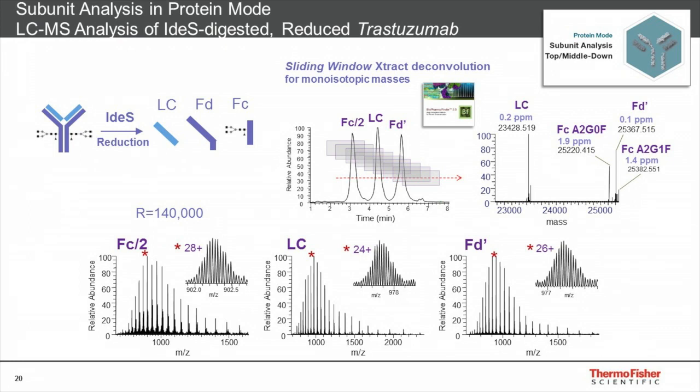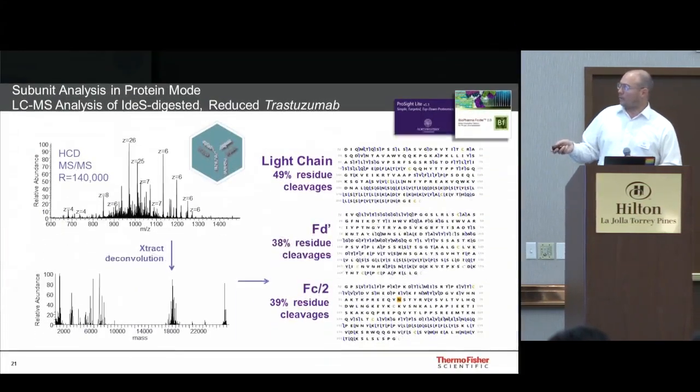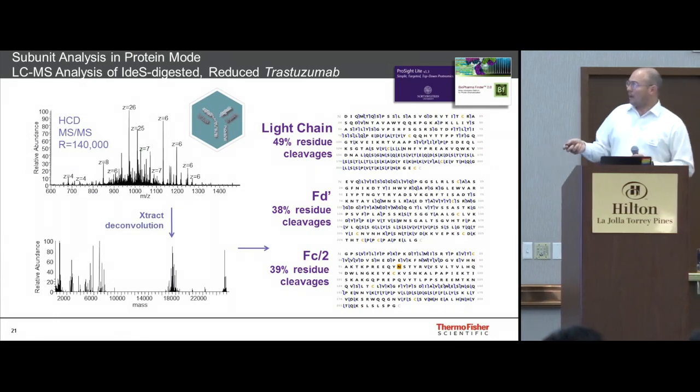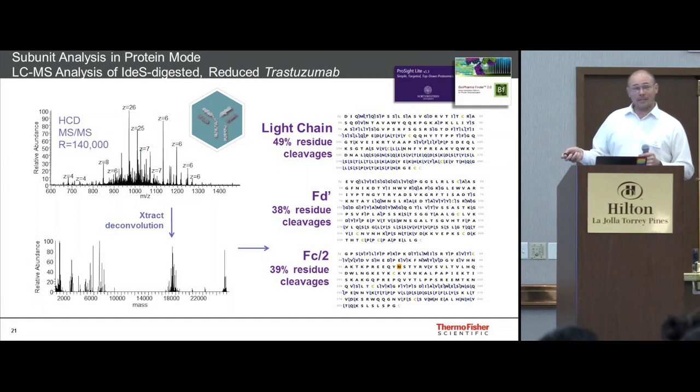The Xtract deconvolution algorithm, which we're going to use for the subunits, is something that actually includes information for the mass accuracy of every single isotope. And again, we're doing this online. This was a Q Exactive Plus with a resolution setting of 140,000. We can actually then pick these peaks. In this case, this was a targeted analysis.